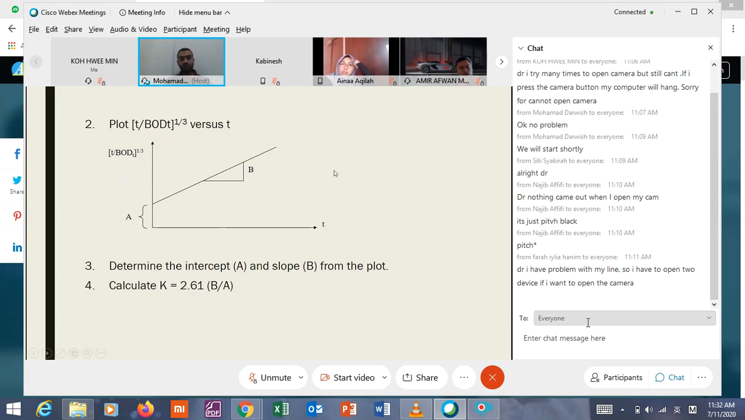K equals 2.61 times B over A. So this is the value of K. K equals 2.61 times B over A. B is the slope and A is the intercept.